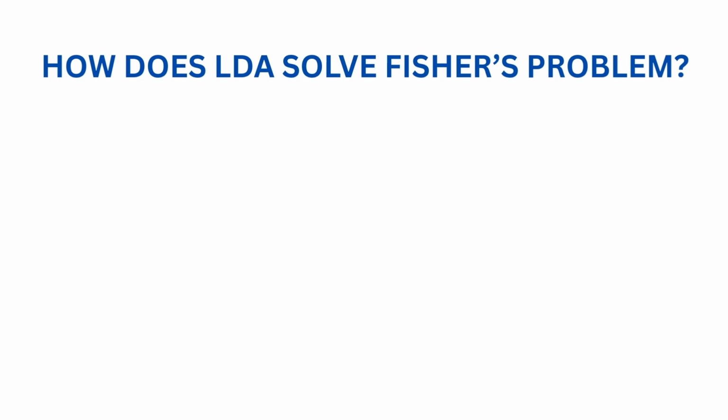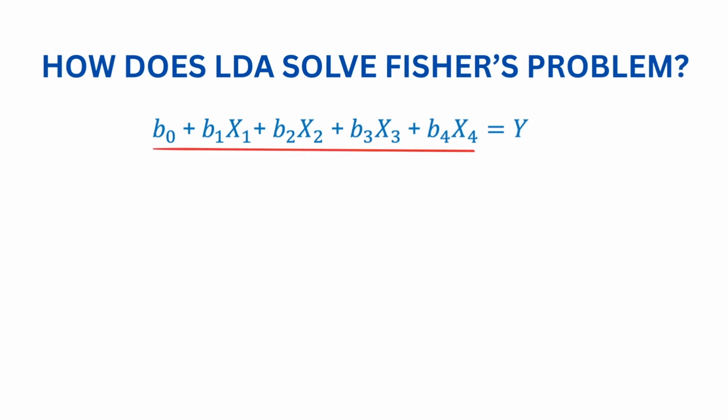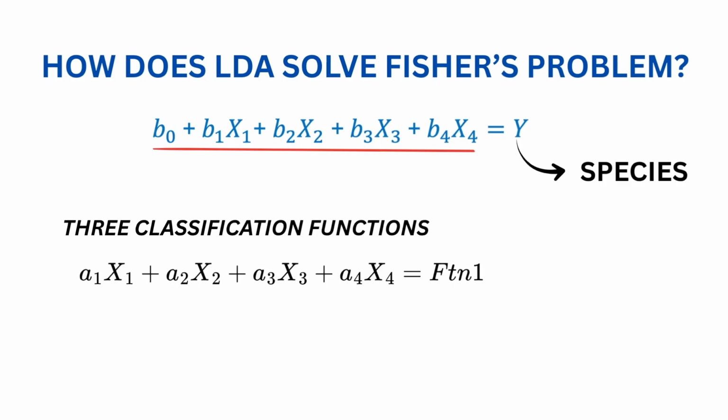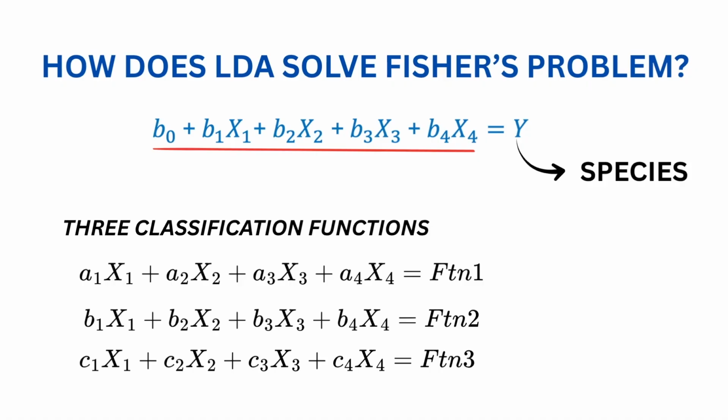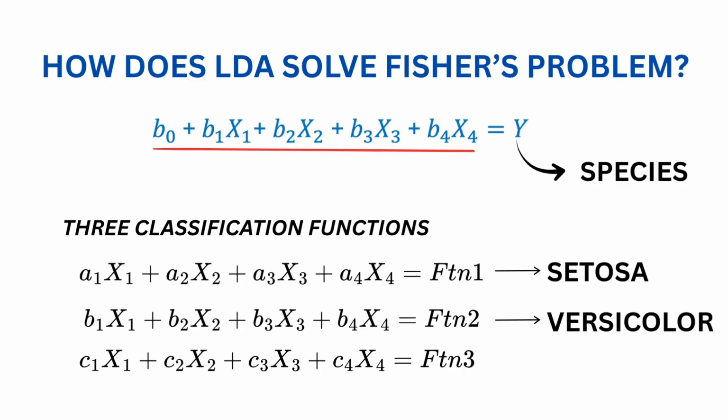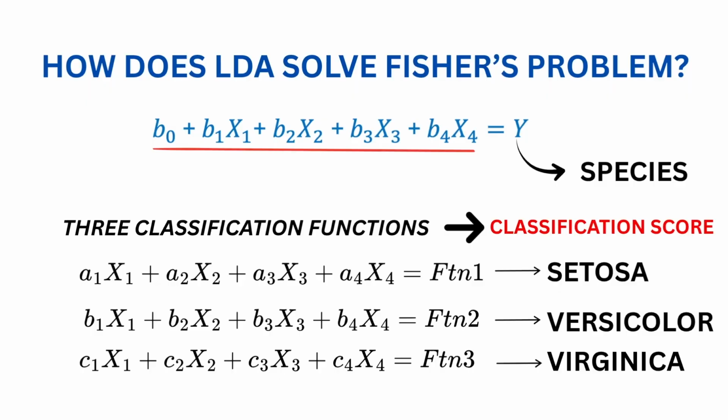Remember, our goal is very practical. Given the 4 measurements of a flower, can we determine which of the 3 species it belongs to? LDA does this by learning the characteristics of the 3 groups from the flowers whose species we already know. Think of it as building 3 classification functions, one for each species. One asks, how well does this flower fit setosa? Another asks, how well does it fit versicolor? And the third, how well does it fit virginica? Each function takes the 4 measurements of a flower and produces a classification score.